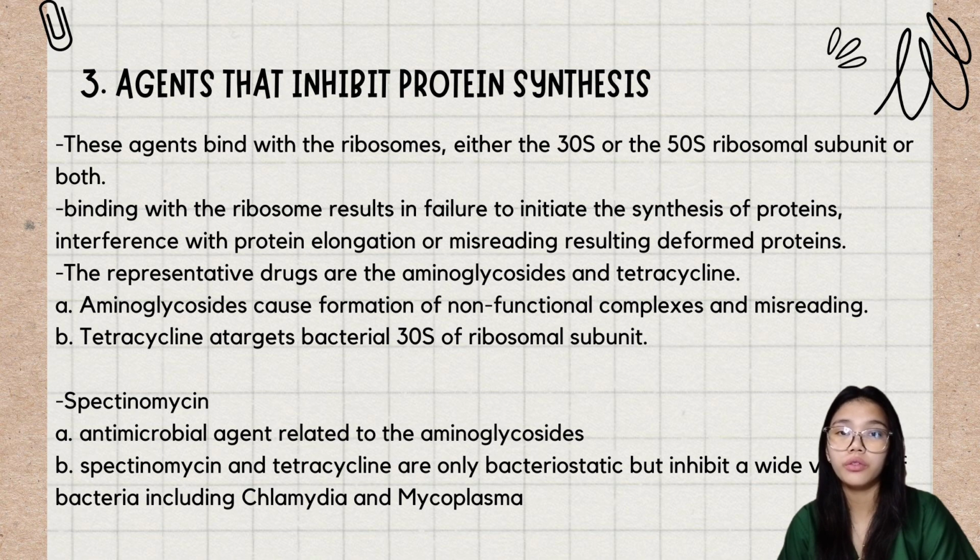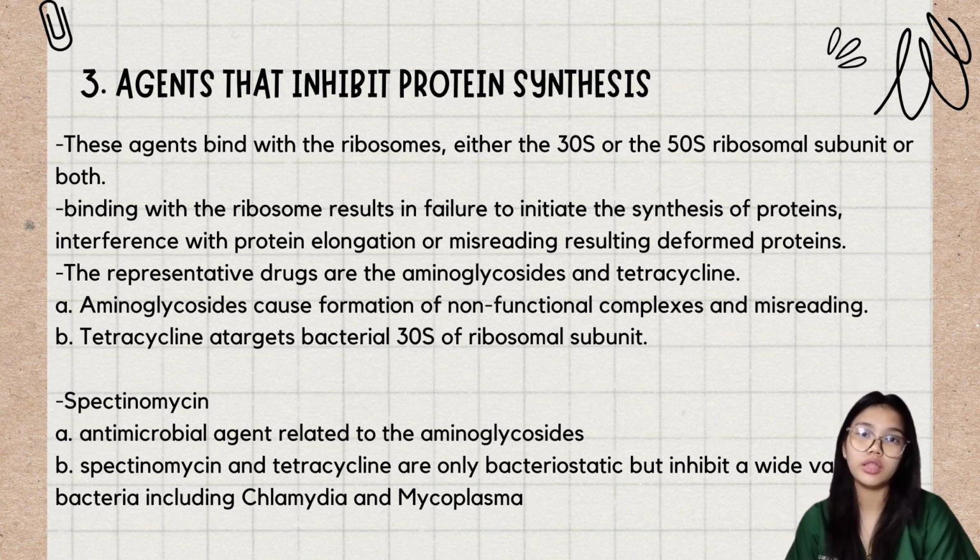Aminoglycosides cause formation of non-functional complexes and misreading. Similarly, tetracycline also targets the bacterial 30S ribosomal subunit. Spectinomycin is an antimicrobial agent related to the aminoglycosides that binds to a protein in the 30S ribosome, which is different from the target of the aminoglycosides. Spectinomycin and tetracycline are only bacteriostatic but inhibit a wide variety of bacteria, including chlamydia and mycoplasma.